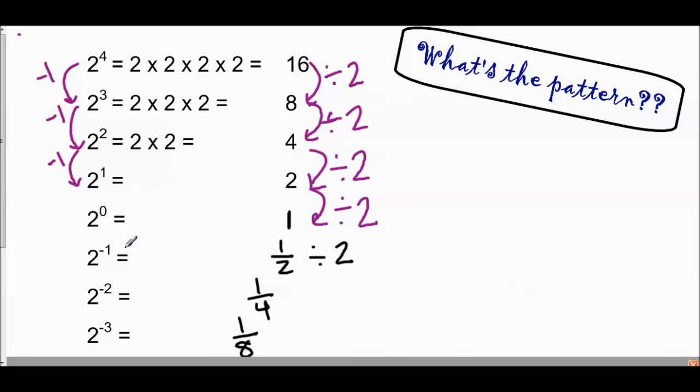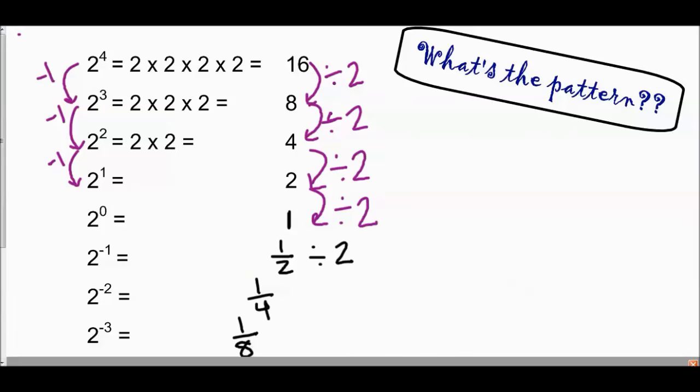Now when you have negative exponents, you're dividing that power by 2 to go down by 1 in each of your exponents. And so what's happening is you have a numerator of 1 every time, but the denominator is that base to the positive power. 2 squared is 4. 2 to the third power is 8.